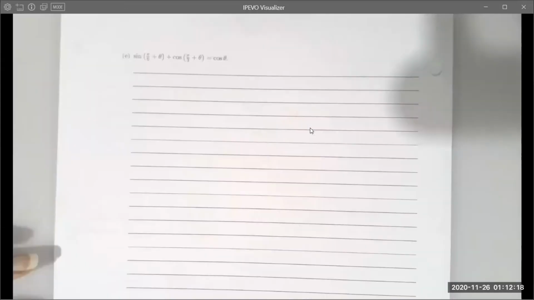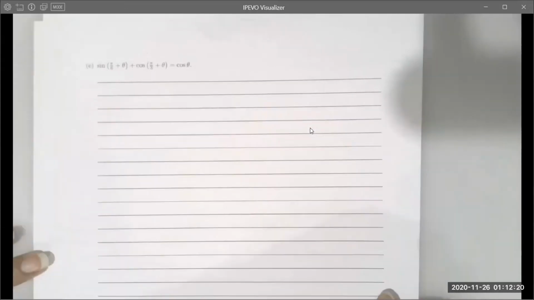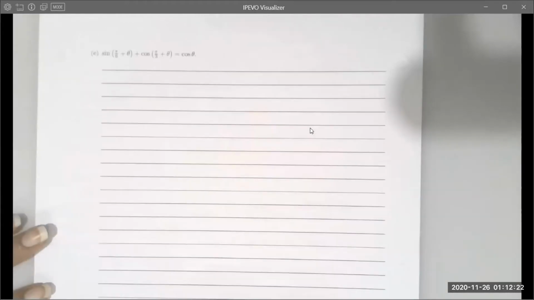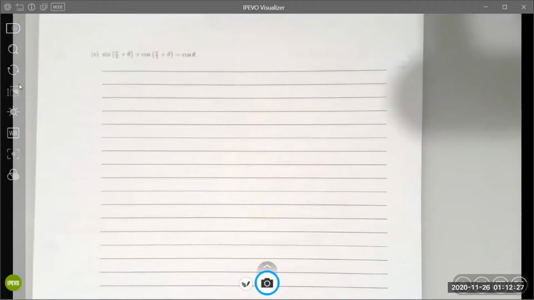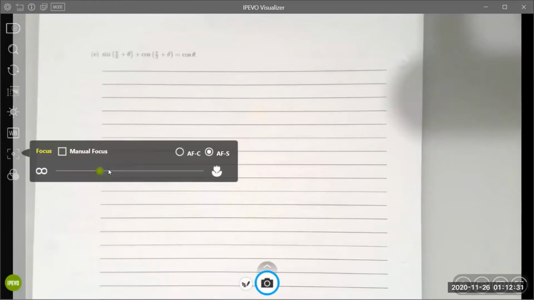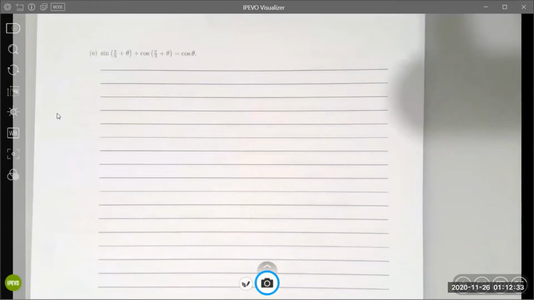Let's give part E a try. In this case, we have sine of pi over 6 plus theta plus cosine of pi over 3 plus theta, which should simplify to cosine of theta.